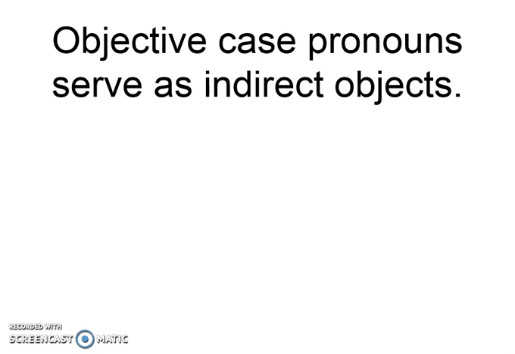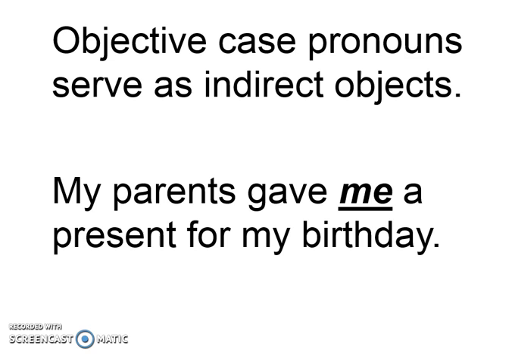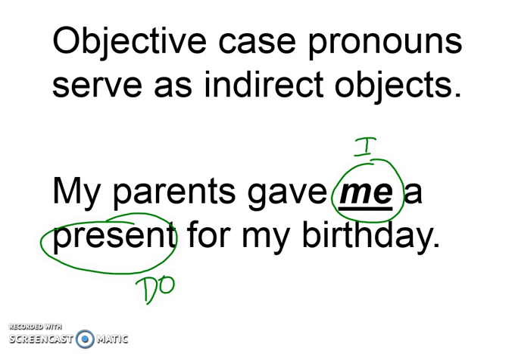Objective case pronouns also function as indirect objects. Here's an example of an indirect object. My parents gave me a present for my birthday. So what did my parents give? My parents gave a present. So present functions as the direct object. To whom did my parents give a present? They gave me. Therefore, me is the indirect object.